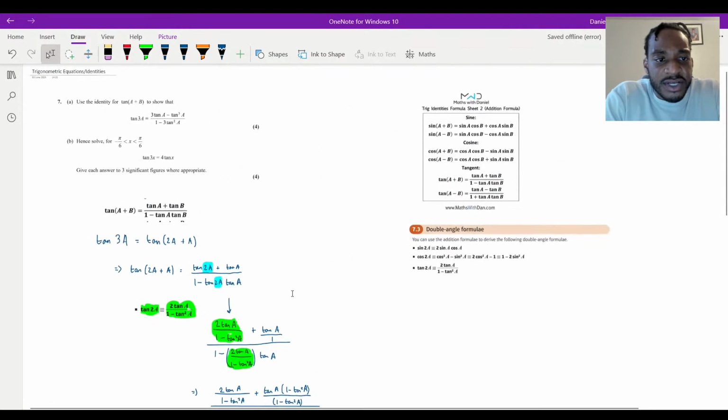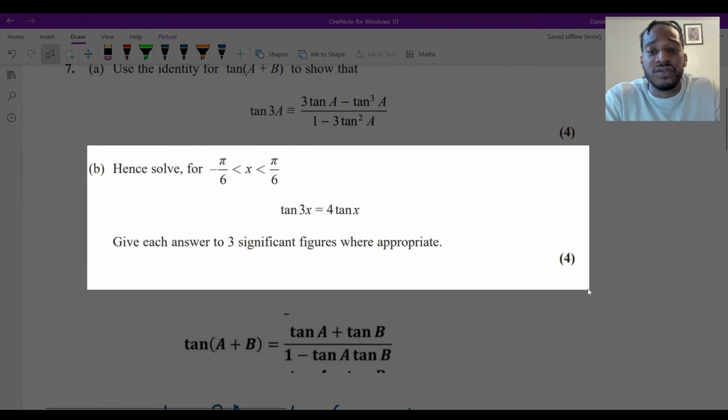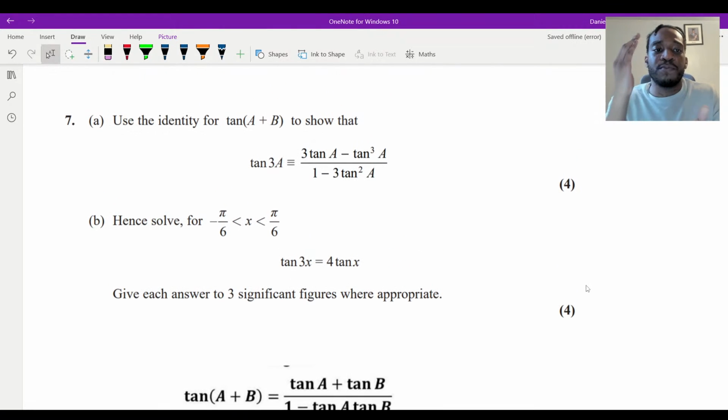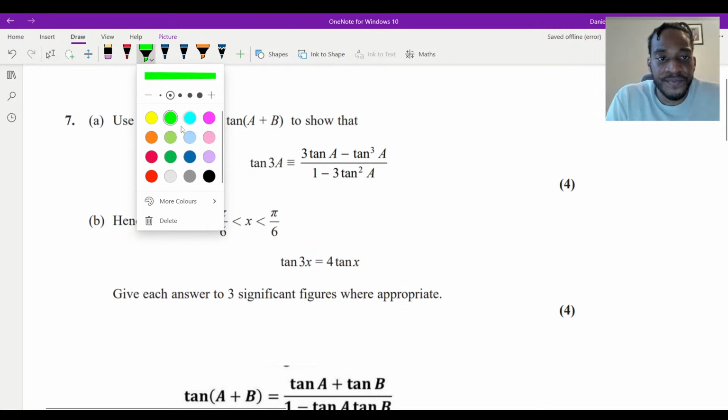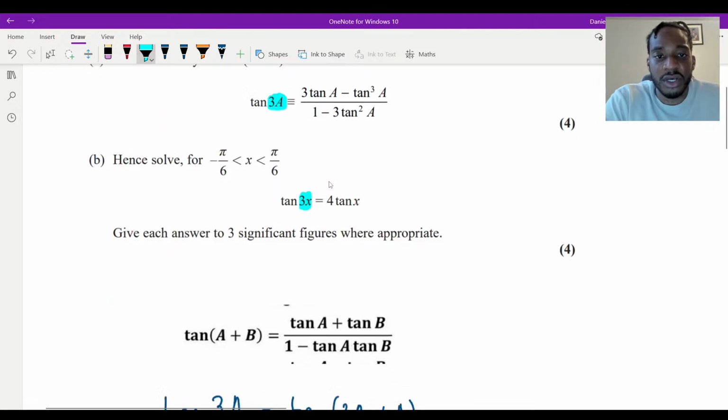So we've done that. And part B says, hence solve for minus pi over 6 to pi over 6, tan 3x is equal to 4 tan x. So this one, whenever you see this, part A is always to show that, and then part B is always the hence solve. You always use what you've done in part A to help you solve part B. Now, as you can see, I've got a tan 3a here, sorry, right? And they've got a 3x here. So the only difference is that letter. So what we're going to do is we're just going to rewrite this equation here with that in terms of x, essentially.